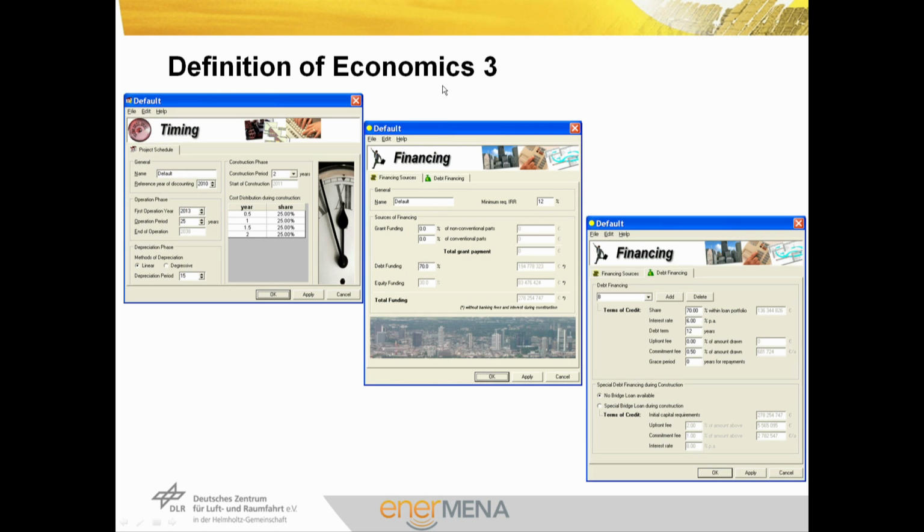to project. The further definition or input data for economics are for the timing. The first operation year may be defined, the operation period and the construction period, as well as the share of costs within this construction period. Financing can be defined by given percentages of different sources of financing, grant funding, debt funding, equity funding, and for the debt funding, several different lenders can be defined with different debt terms, interest rates, and so on.